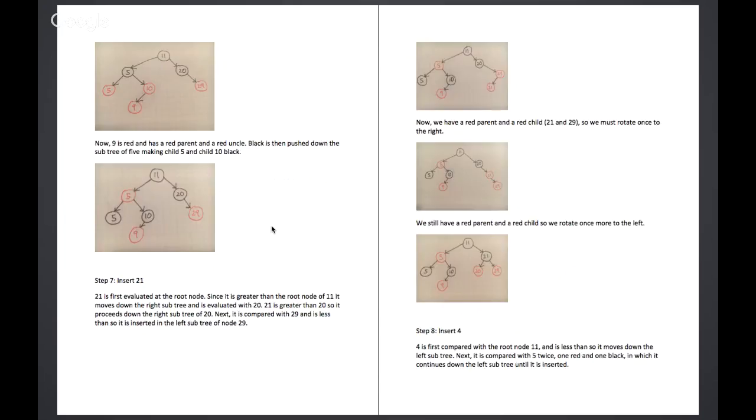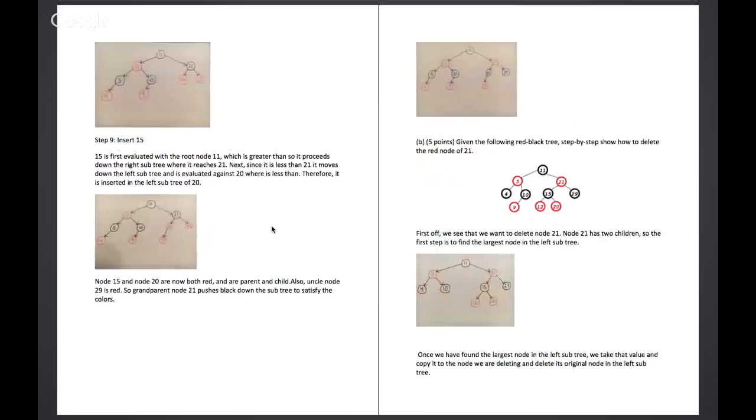So step 8, we're going to insert 4. 4 is first compared with the root node 11, and it's less than, as we know, so it moves down the left subtree. Next, it's compared with the red 5, and it is less than, and then it moves on to the black 5, and it is less than. So now we just insert it in the left subtree of the black 5, and as shown in the top left picture, we don't have to do anything else. We have a red child and a black parent, so we are good to go.